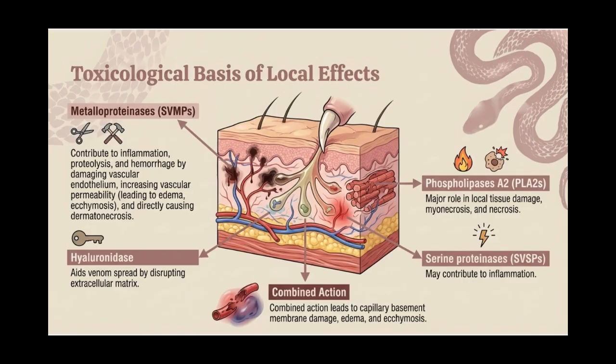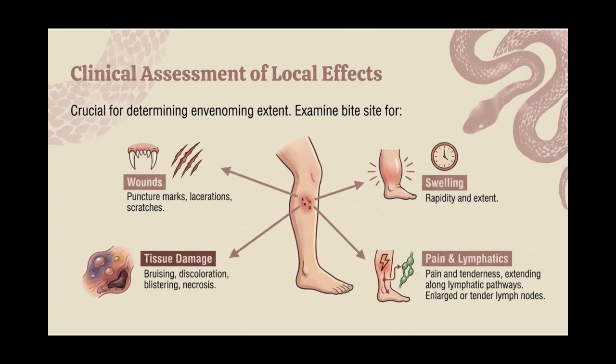Serine proteinases may contribute to inflammation by activating tissue-degrading enzymes naturally present in the body. The combined effects of these toxins and the body's inflammatory response can ultimately damage the basement membrane of capillaries, resulting in swelling and bruising. Some hemorrhagic metalloproteinases, even in the absence of blood clotting disorders or low platelet counts, can cause significant bleeding under the skin.